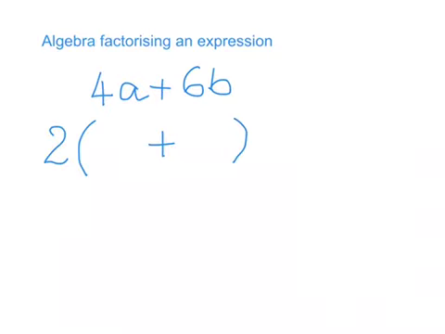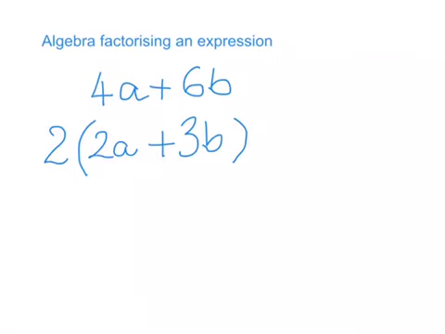Now I've got to see how many times 2 goes into this first term. So 4a divided by 2 would be 2a, because I've taken the 2 out, so I'm seeing what's left, and I've got to do the same here with the 6b. So 6b divided by 2 leaves me with 3b. So when I factorise this expression, 4a plus 6b is exactly the same as the 2 outside of the bracket, and then inside the bracket 2a plus 3b.